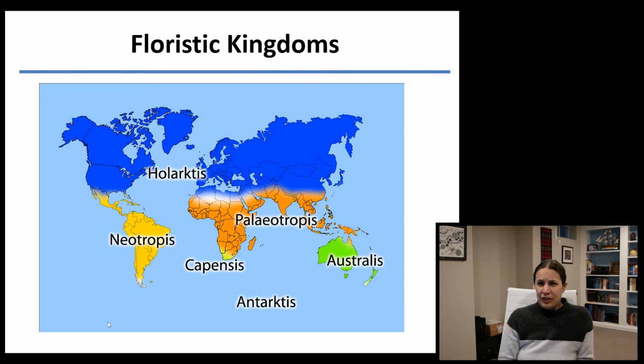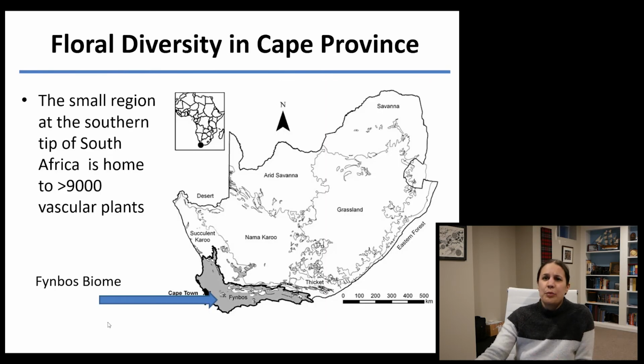Here are the floristic kingdoms that we currently classify on Earth. As you can see, we've got the whole Arctic, the Eurasia, North America region. We still have the neotropical, like we do for animals. We still have Australia as its own region, but I want you to look particularly at the southern tip of Africa, Capensis in this scheme, or the Cape Province that we would call it. Cape Province is the smallest of the floristic kingdoms, and it's found at the southern tip of South America. And this small floristic kingdom is home to more than 9,000 vascular plants.